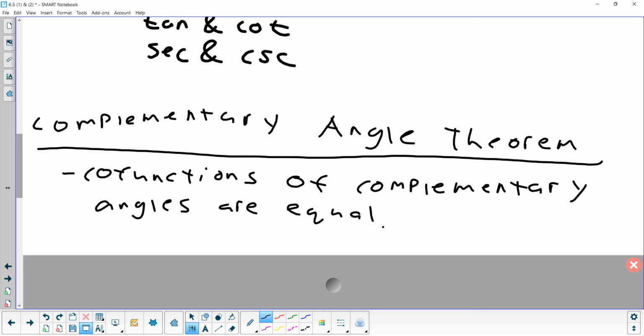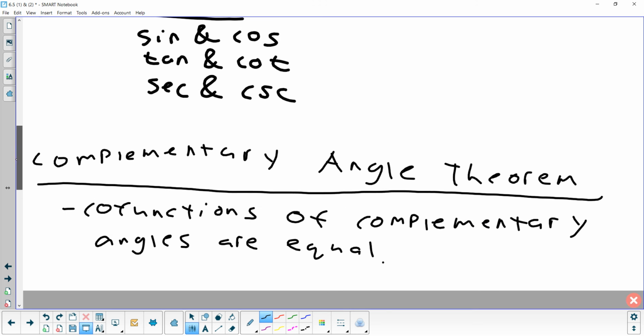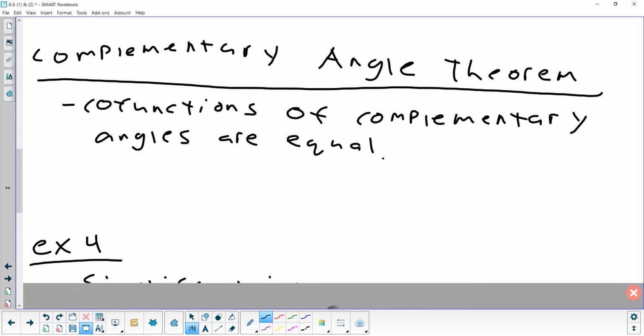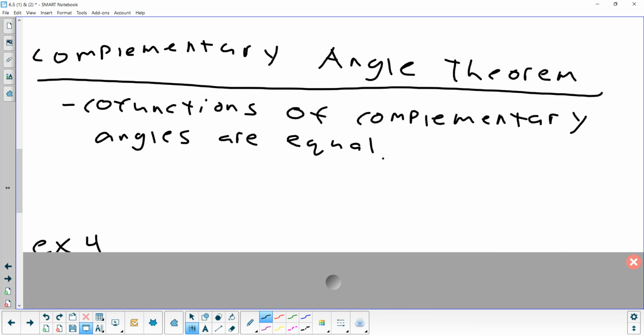Okay? But to have that theorem work, you have to meet two conditions. First of all, you have to have cofunctions. And second of all, you have to have angles that are complementary to each other. So instead of looking at an example with letters, let me show you one with numbers. Let me make one up. Sine of 10. I want to figure out what that's the same as. Not necessarily a decimal. I just want to know what it would be the same as.